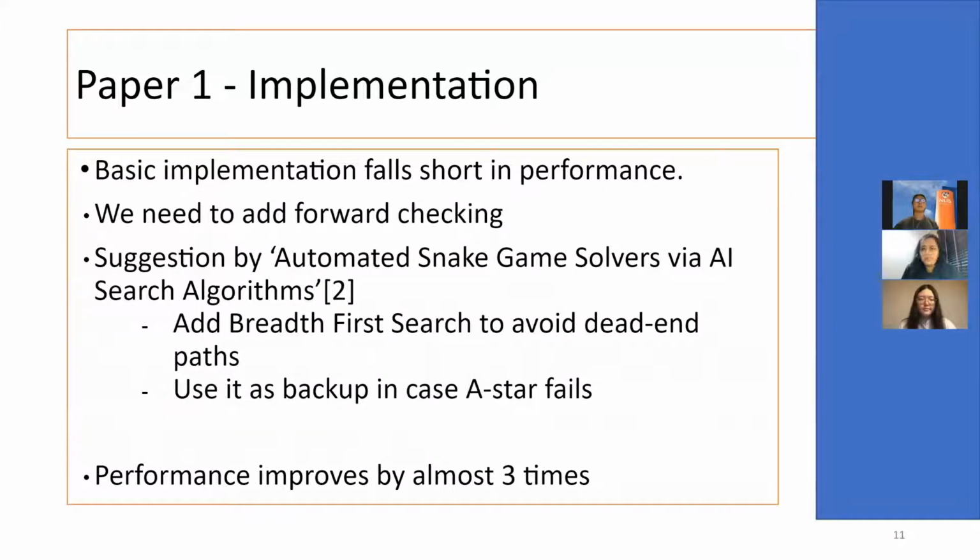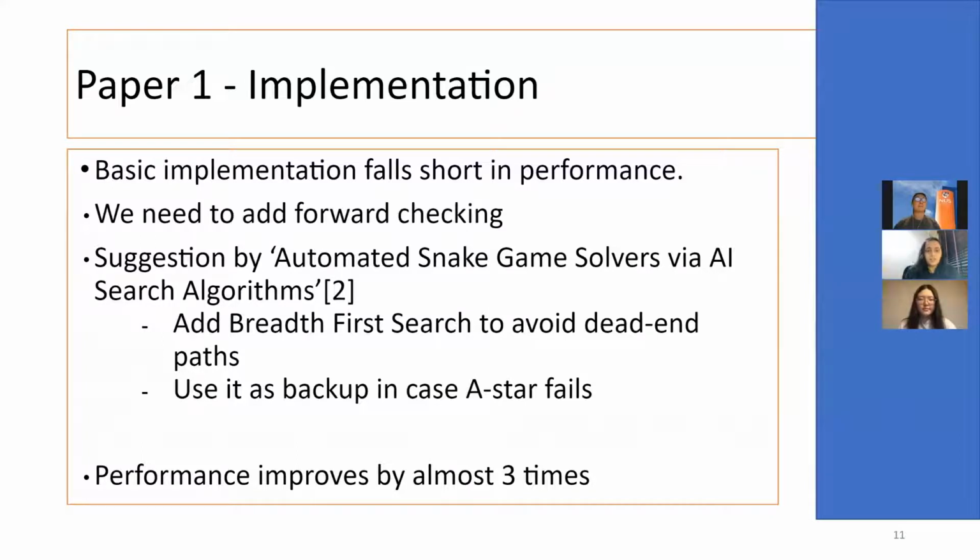And while this implementation worked fairly well, it falls short of the performance that is shown in the paper. The snake would basically die after 100 to 200 steps. And so one of the suggestions to improve that performance was to add something called forward checking. Unfortunately, there was not a lot of detail in the papers regarding what forward checking was. So I reviewed another related work that is titled Automated Snake Game Solvers via AI search algorithms.